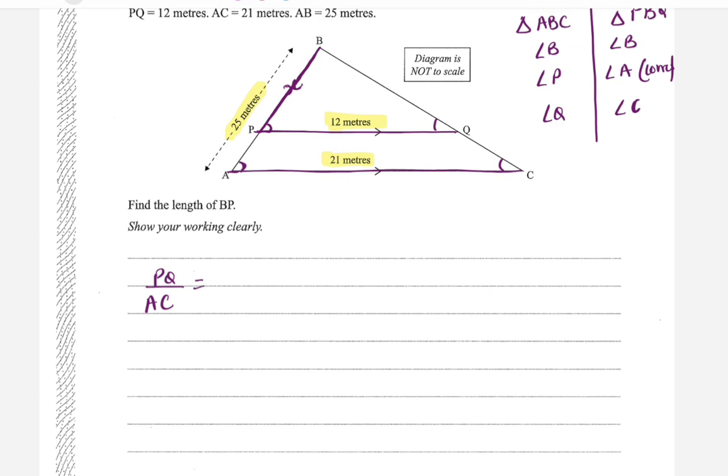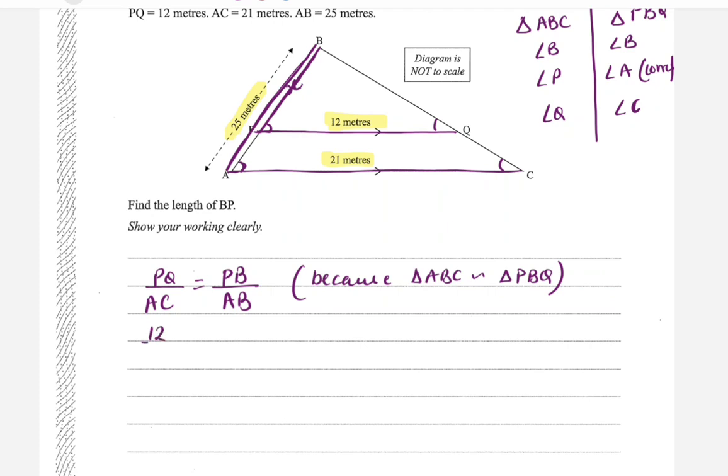So BP of the small triangle PBQ, and AB will also be in ratio, right? If we have written PQ first, we have to use PB first. So PB over AB. All right, you need to remember this because the triangles are similar. Triangle ABC is similar, this is the similarity sign, to triangle PBQ. Right?